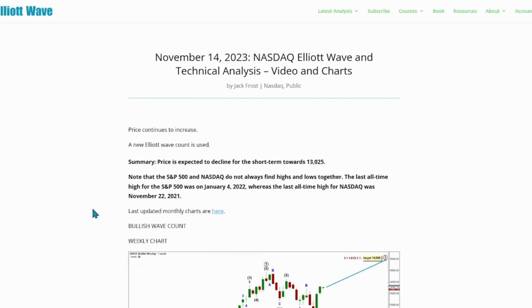Overall price has continued to increase and a new Elliott Wave count is used. Price is now expected to decline for the short term towards 13025. Elliott Wave first, technical analysis last.